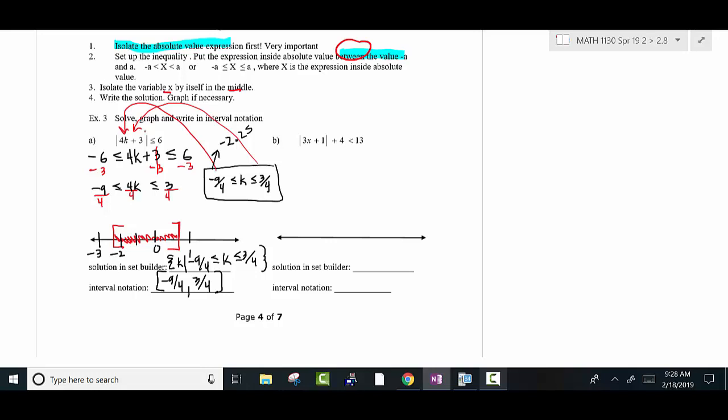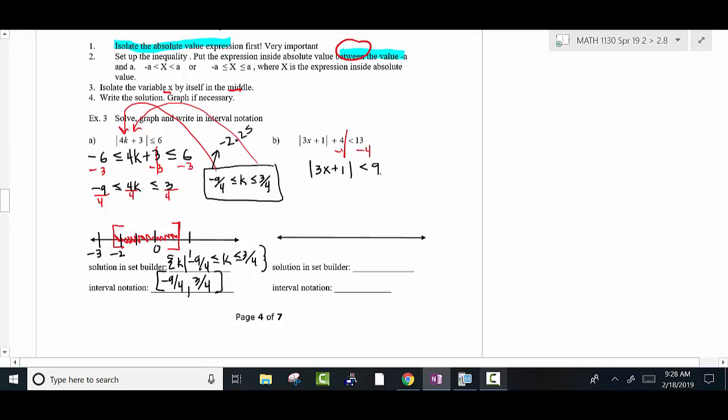Okay, what's the first step on the next problem? Got to isolate. How do you isolate? Subtract 4. Okay, don't forget to do that. I see students forget that all the time on these problems. Okay, you've got to start that way. And when you do that, then you would have absolute value 3x plus 1 less than 9 like that.